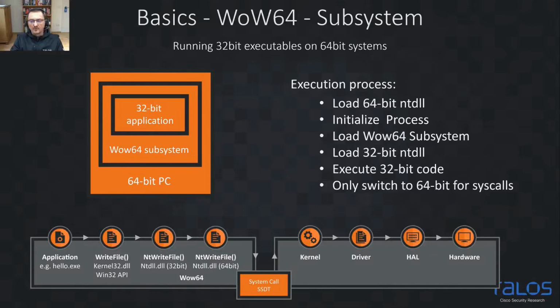The whole process works like you can see here on the right-hand side. First of all, the common 64-bit NTDLL is loaded into the process space. Then the process is initialized, but then the WoW64 subsystem is loaded, and then a 32-bit NTDLL version is additionally loaded into the process space. The reason for that is, of course, the 32-bit code of the application will only be able to execute 32-bit API calls, so it needs the 32-bit NTDLL for that. And then the WoW64 subsystem does the translation to the 64-bit world. And then finally, the 64-bit NTDLL can trigger the final system call.